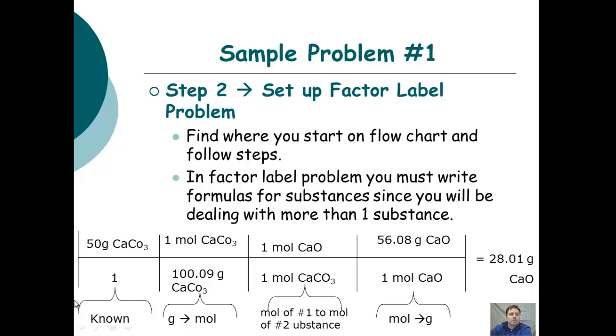So we're starting with our known. We're converting from grams of known to moles of known. And in this step, we convert from the moles of the known to moles of unknown. That's what we're trying to figure out, our unknown. And finally, moles of unknown to grams of unknown. So make sure you're following this. Look at the flow chart. Follow. Let's go ahead and try another problem here.